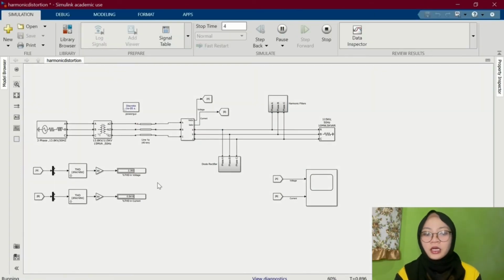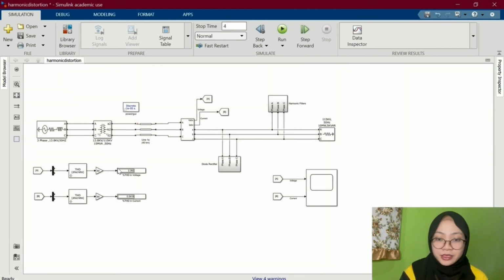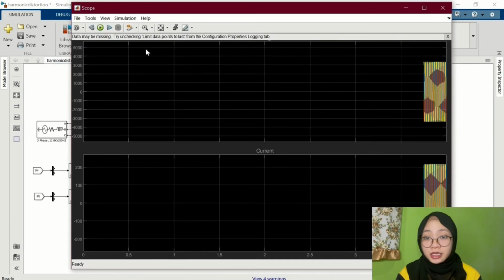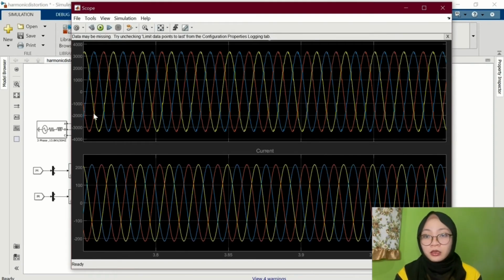For the result, we ran it and got 2.38% for the voltage THD, and for the current it is so low, which is 0.54%. We know the allowable THD is 5%, so the voltage THD is in the normal THD percentage. The waveform would be like this, which is a sinusoidal waveform.